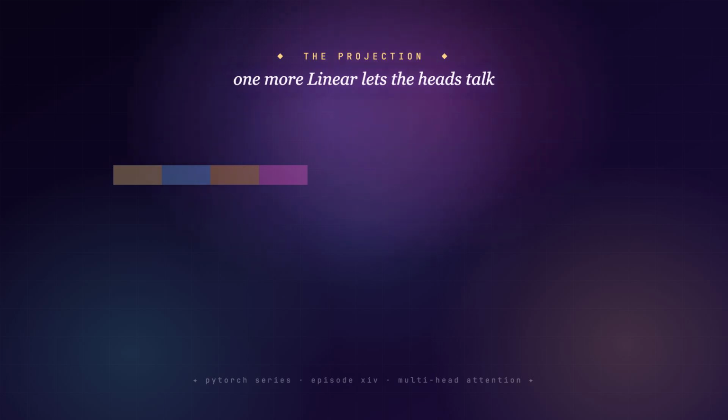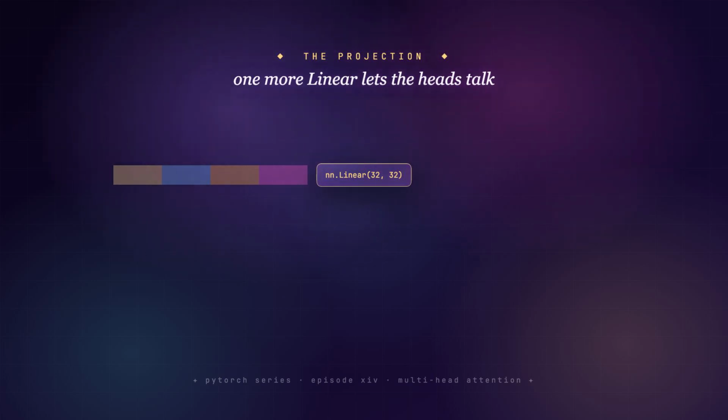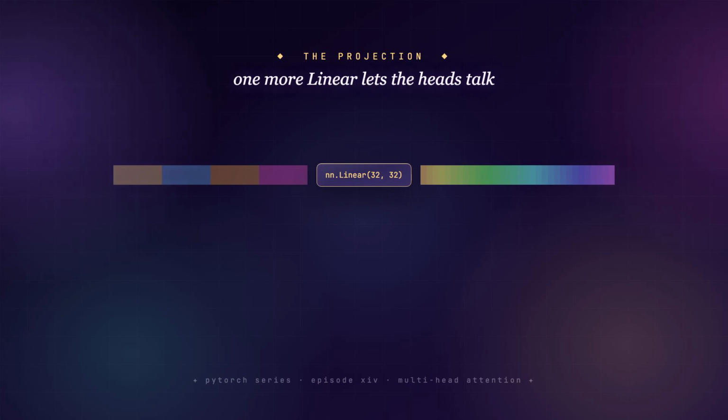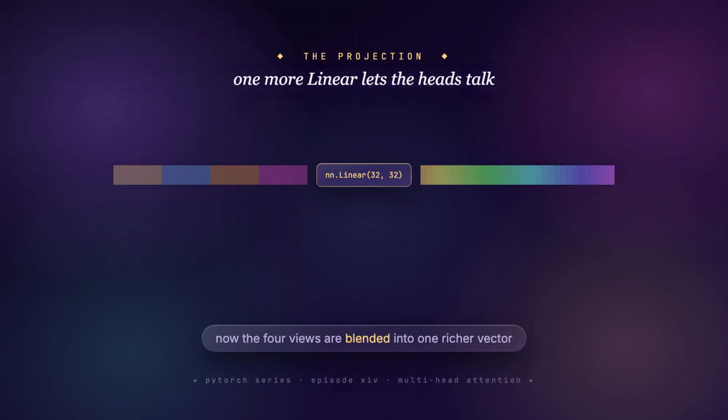So we add one more step, a final linear projection. It takes that stitched together vector and mixes it, letting what the grammar head learned inform what the tone head learned. The projection is the conversation between the heads.